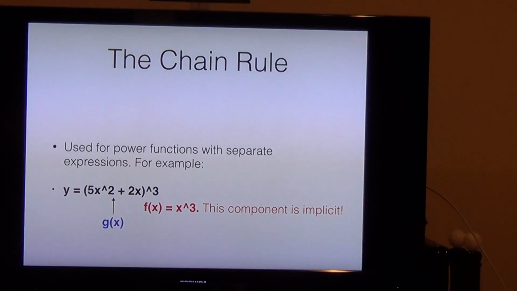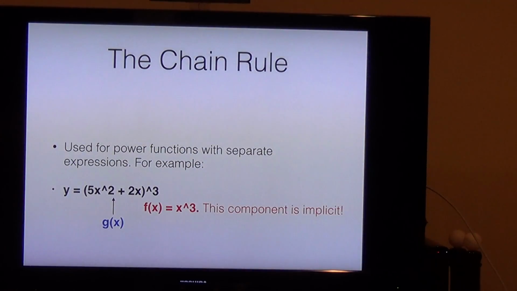I will set the inside expression, 5x squared plus 2x, to g of x, and I will set f of x to x squared. It is not possible to use the product rule in this case because both component functions are not immediately explicit. To use the chain rule, one of the two component functions will be explicit, and as I explained, 5x squared plus 2x will be g of x. The other component is implied. This implicit component function, it's not x squared, it is x cubed, which we will call f of x.